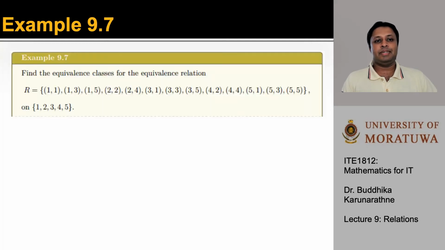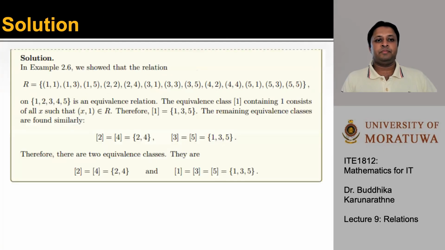So let's take an example to describe this. So find the equivalence classes for the equivalence relation. So you are given an equivalence relation and you are required to find the equivalence classes on this set {1, 2, 3, 4, 5}. So let's see how we do this. So in the previous example, we have shown that the relation R is an equivalence relation on that set, right?